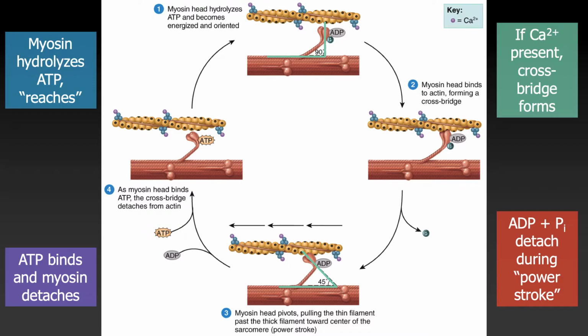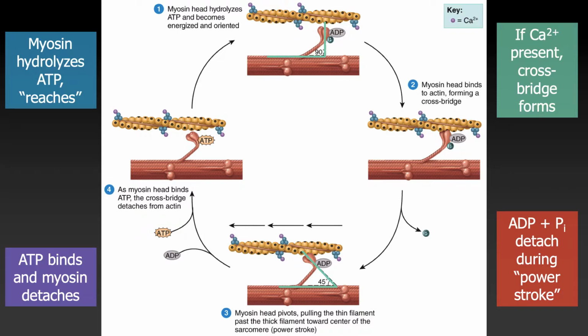So myosin binds energy and it reaches using that energy. It grabs onto actin if calcium lets it. When the byproducts are released, myosin pulls, it contracts, and then there's nothing left to do but let go. It lets go of actin until the next ATP molecule is bound. These are the 4 steps of the contraction cycle. Every single myosin molecule does this.